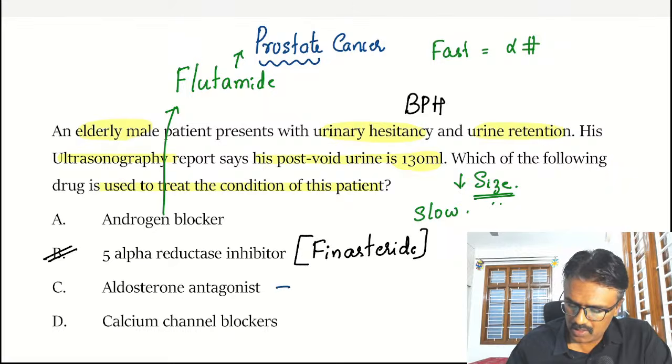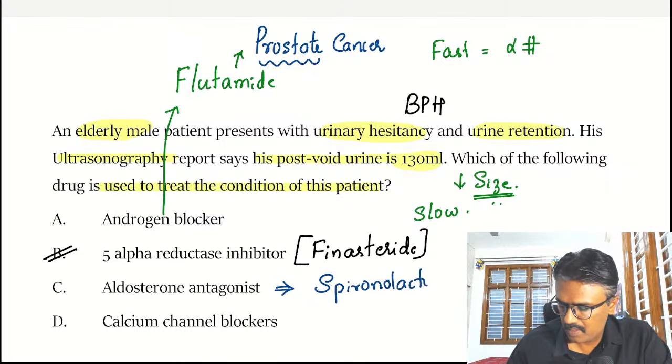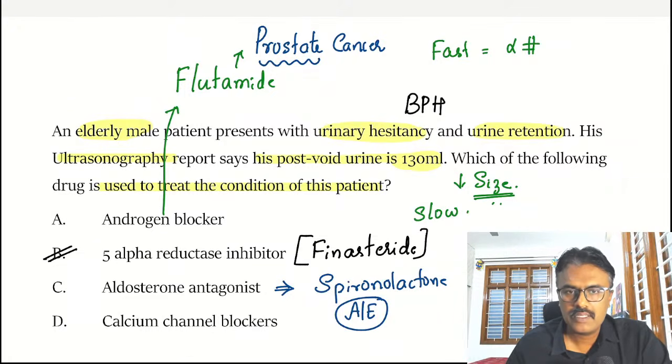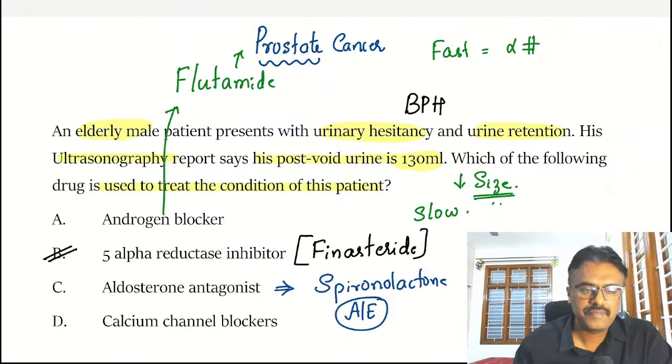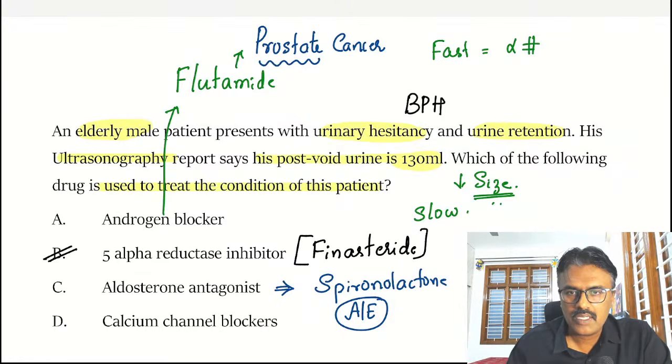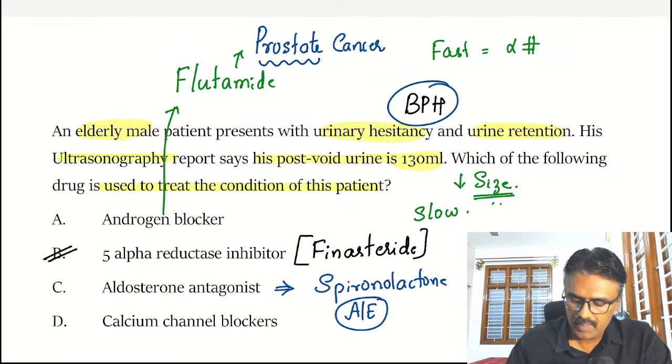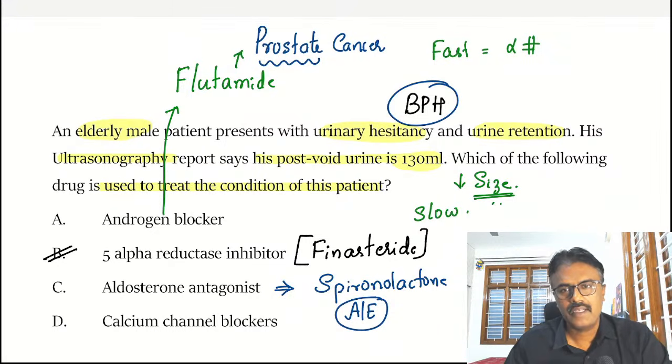Then we have aldosterone antagonist. The name is called spironolactone. Spironolactone, what is the main adverse effect? Anybody can mention here? It's an aldosterone antagonist, but it has one common adverse effect which is tested. It is gynecomastia. It causes gynecomastia, loss of libido. But for BPH, here the treatment is 5 alpha reductase inhibitor.